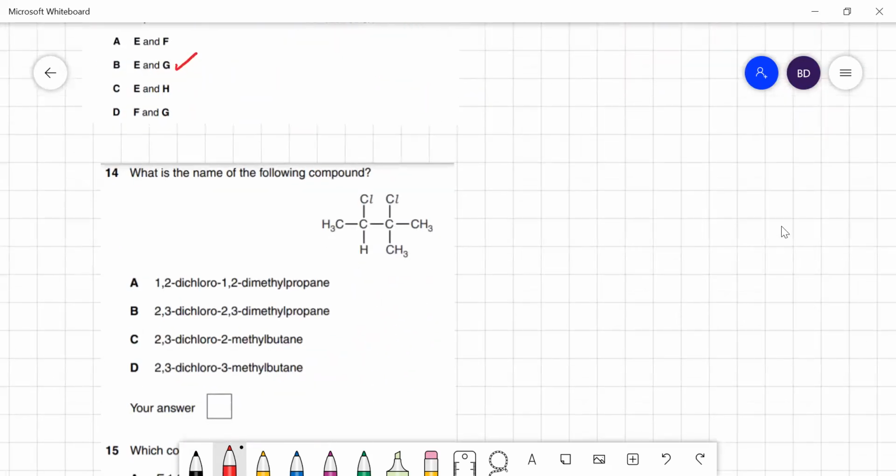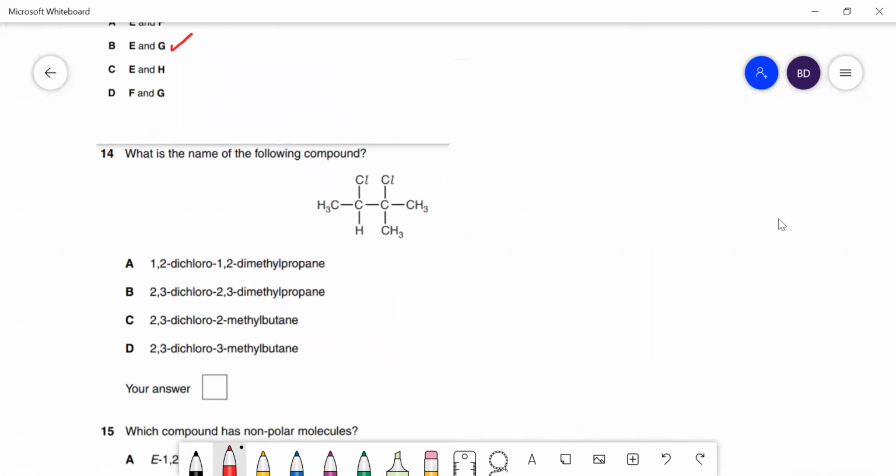What's the name of the following compound? Okay, so we're going to number the longest carbon chain, which is, I'm going to start from that end. I'll tell you why in a minute. Okay, 1, 2, because it's got more things stuck to that carbon number 2 rather than carbon number 3. If I numbered it the other way, it would be wrong to number it in the red one. We'll see why in a minute.